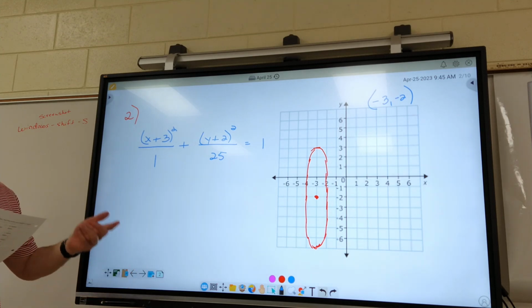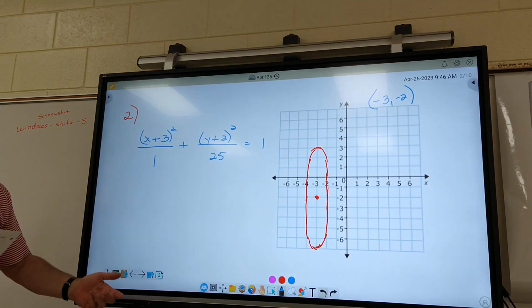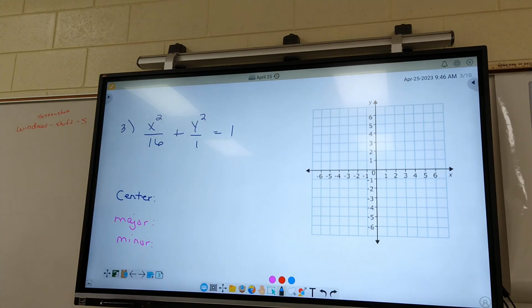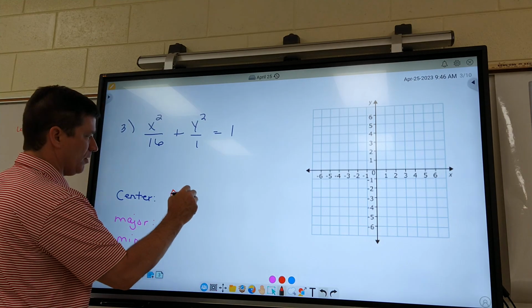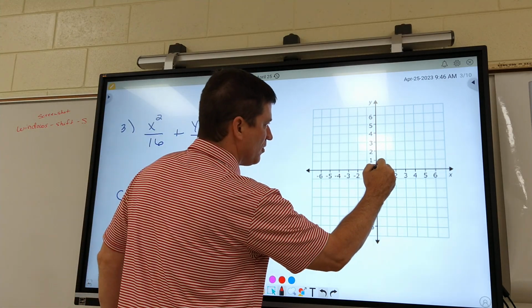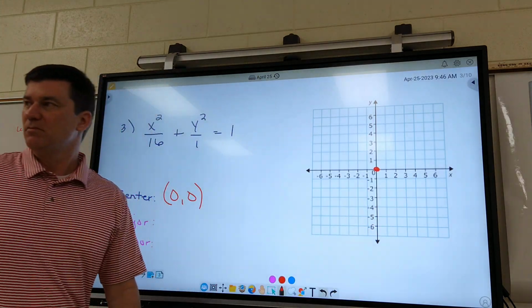All right, so I'll do 3 and 4 with you. Maybe you can do 5 by yourself. Let's go to 3. What is our center going to be if we don't have any parentheses on the x and the y? 0, 0. So 0, 0 is our center. Go to 0, 0 and put your point.